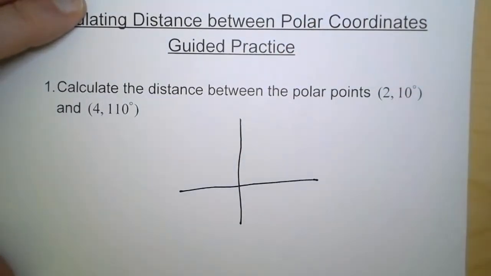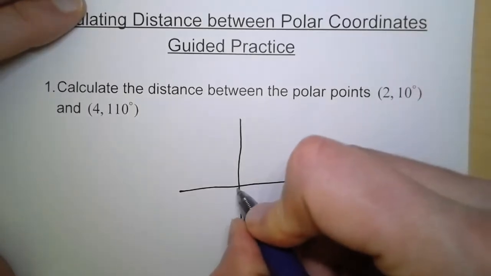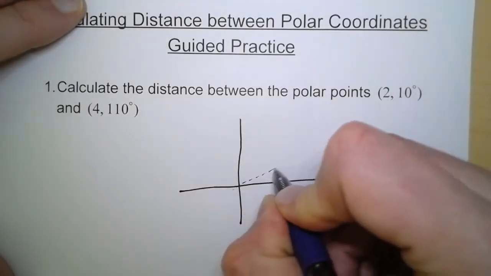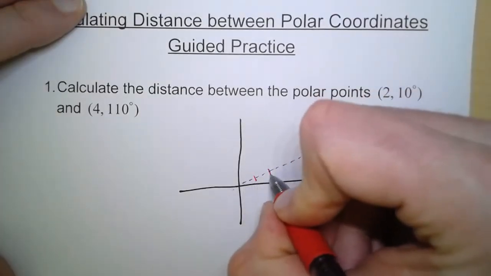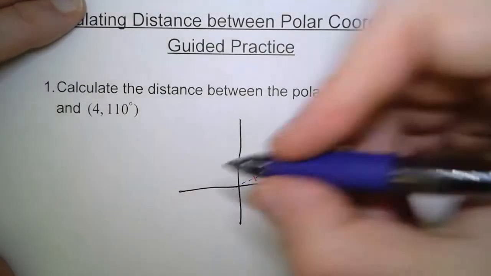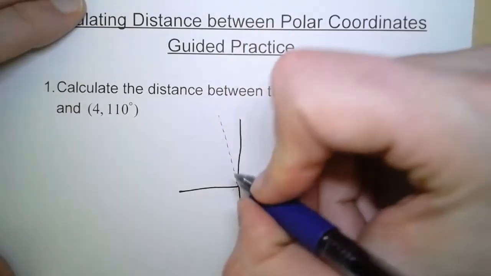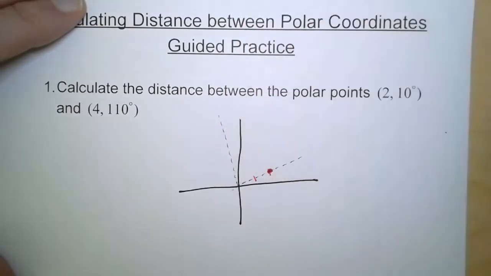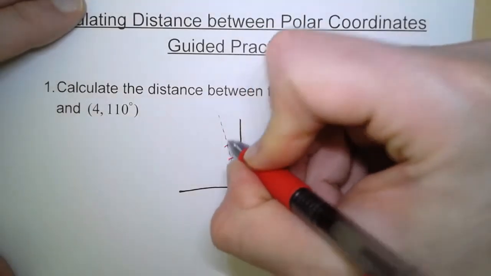So first, let's draw these. First we have 2, 10 degrees. So 10 degrees is right about there, and there's that point. And then 4, 110. So there's 110 and 4. So 1, 2, 3, 4.